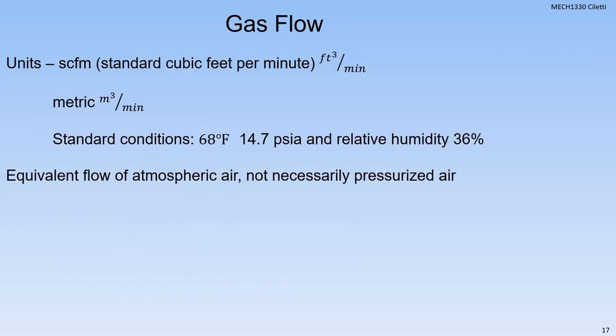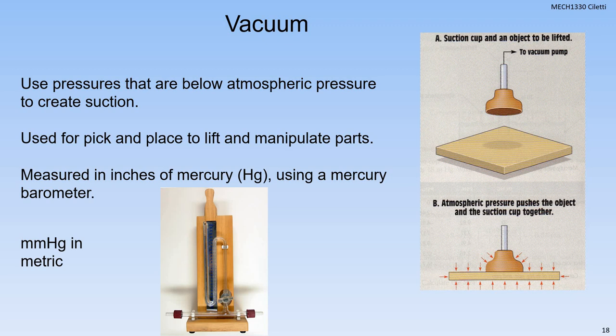Let's talk about some basic units. When we talk about gas flow, we want to use SCFM, standard cubic feet per minute. It's a common term that we're going to use back and forth. If we're talking something in metric, it's cubic meters per minute. Our standard ideal conditions are 68 Fahrenheit, 14.7 atmospheric pressure, and relative humidity of about 36%. That's the equivalent flow of atmospheric air, not necessarily pressurized air. Why is that all important? Because we're going to talk about vacuums now.